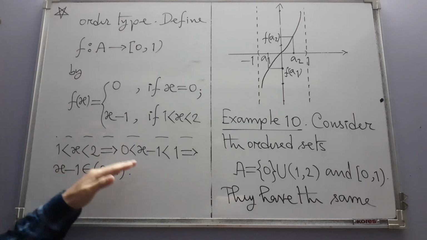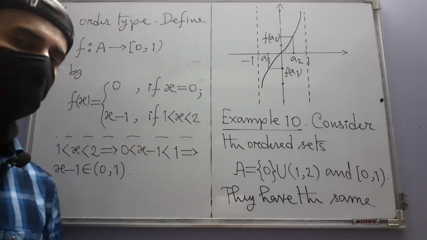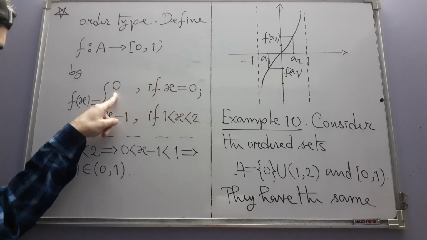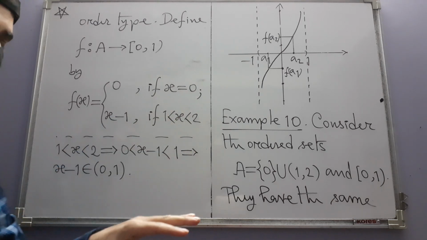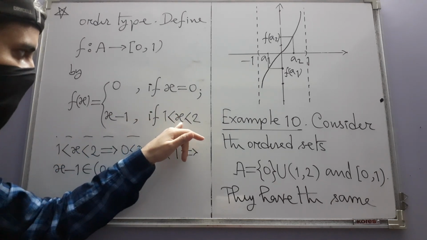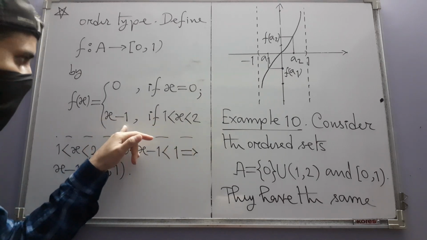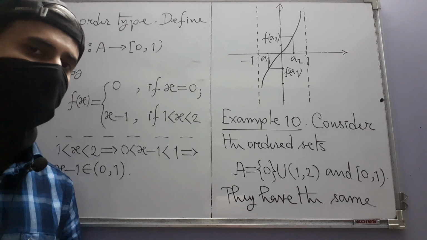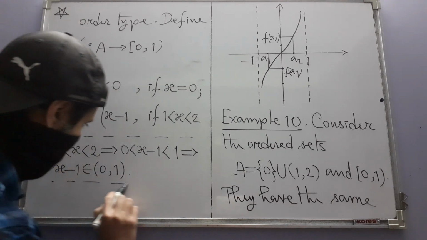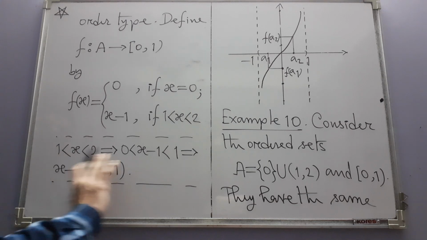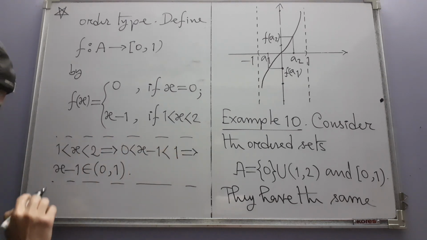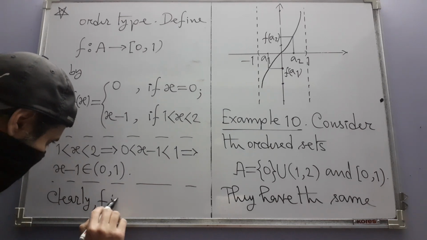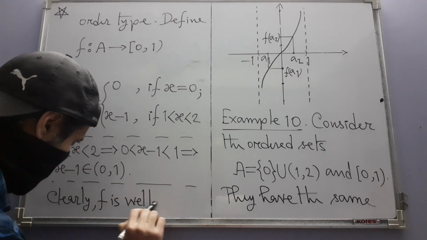Is there any possibility of having two outputs for a given single input? No. If your input is 0, output is 0, nothing else. That's what the function says. Again, if your input x is lying here, then the output is x minus 1, nothing else, and x minus 1 is a single real number for a given x. That is why the function is well defined. We don't, of course, write all these things. We simply write like this: clearly, f is well defined.